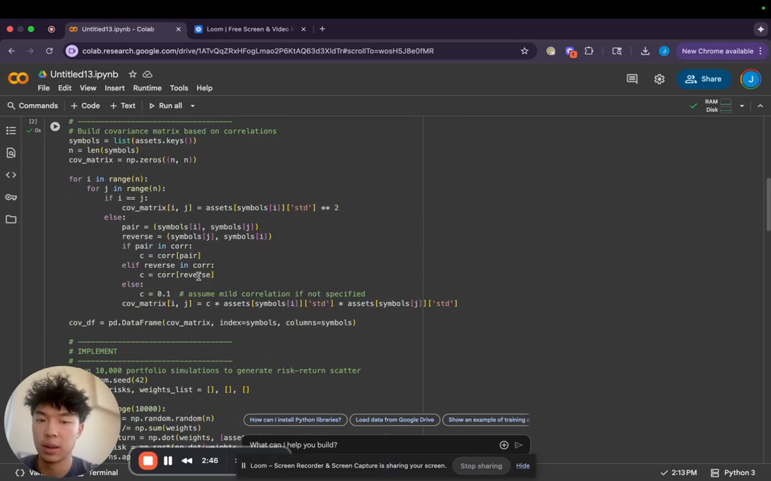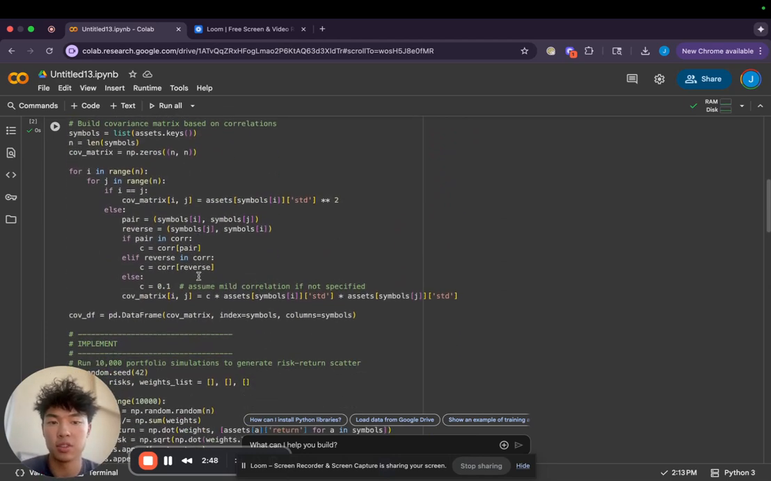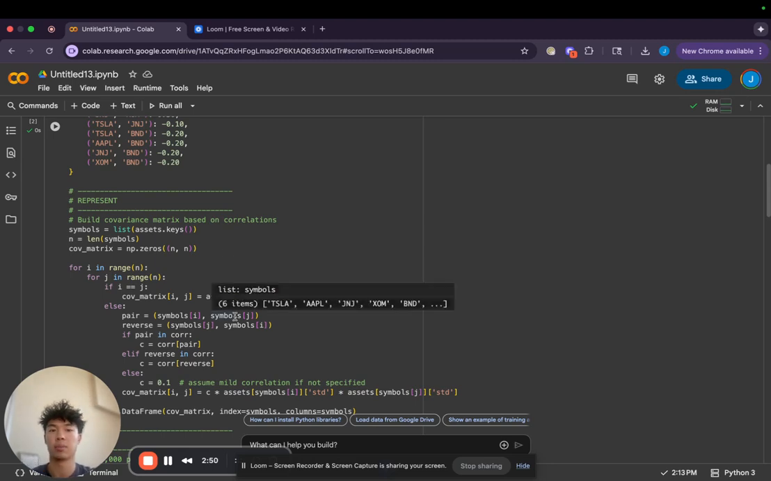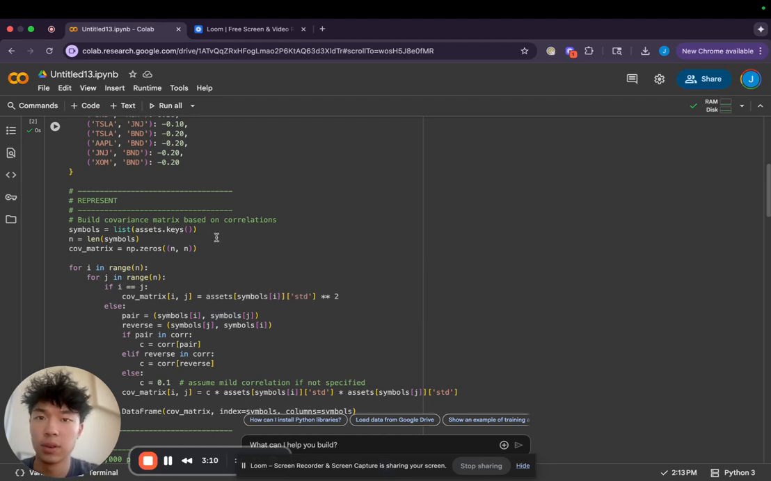Then moving on to implement. I used Python to run 10,000 random portfolios, each one a different mix of these six assets that always added up to 100%. And for every combination, the code calculated expected return, overall risk, and the Sharpe ratio, which tells me how much excess return I'm getting for each unit of volatility.